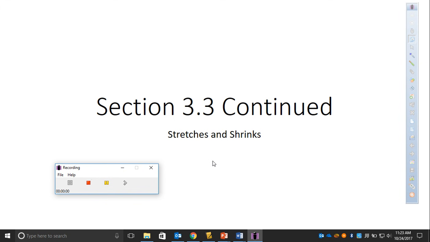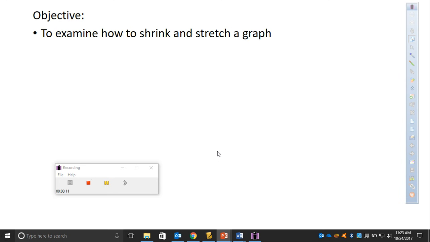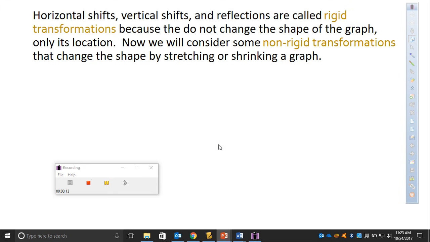We're going to continue section 3.3 today and talk more about some transformations, getting into some stretches and shrinks, as you can see there. So let's look at how to stretch and shrink a graph. We'll figure out what they are first.